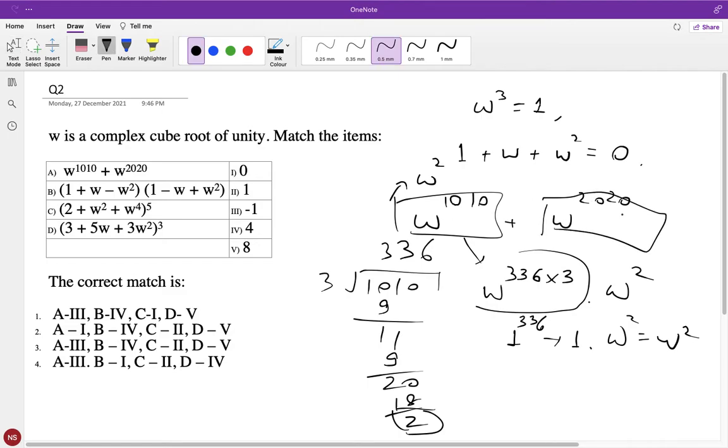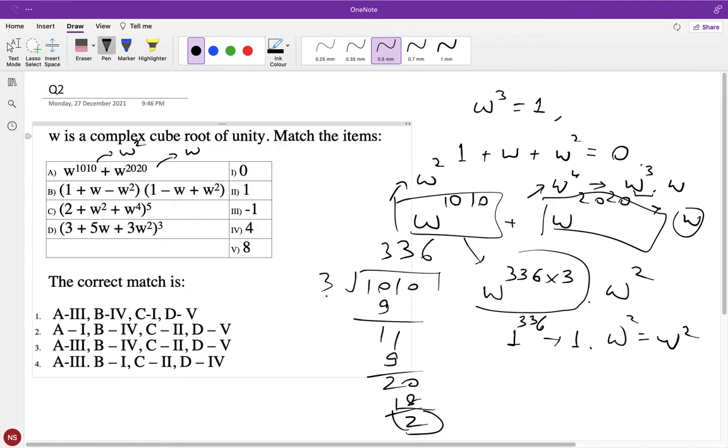So this is omega raised to the power 4, and I can write omega 4 as omega cube times omega. Omega cube is 1, so this is omega. So this whole thing is just omega, and this whole thing is omega square. So this is omega plus omega square, and we know that this is equals to minus 1. So when I match it, A matches to 3.